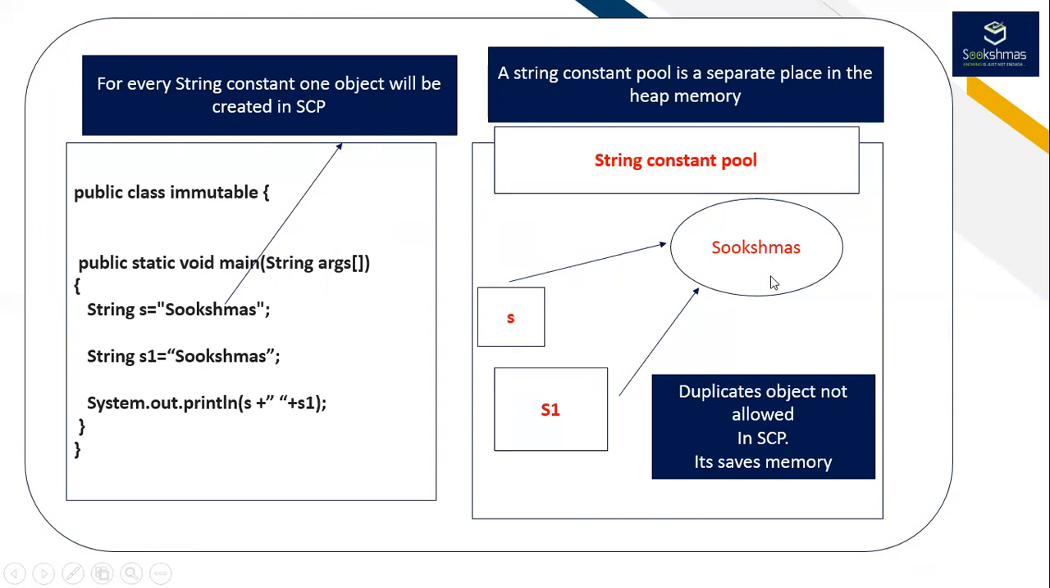Why? Because the JVM will come here and check whether the object with the value sukshmas is already there or not. If it is there, there is no need to create a new object with the same value. If it is not there, it will definitely create an object with the value. That's the reason. This is one point you have to remember. So in the string constant pool, duplicate objects are not allowed here. Since duplicate objects are not allowed, it will definitely save your memory.